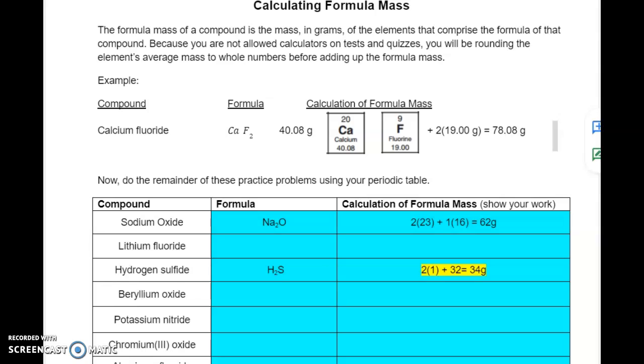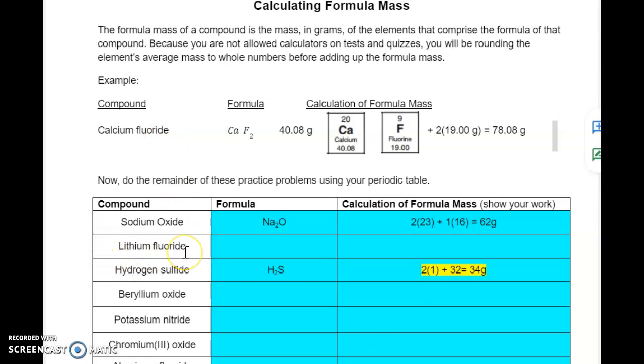All right, we're going to take a look at calculating formula mass for ionic compounds. Similar to covalent, when you do the mass, you would multiply by how many are there. But with these, we don't have prefixes. So remember, ionic compounds don't have prefixes in the name. They list the metal first, then the non-metal drops the ending, and you add -ide.